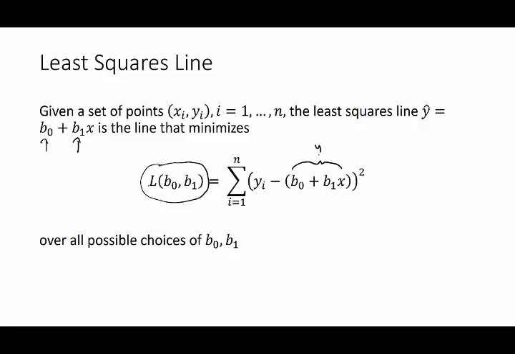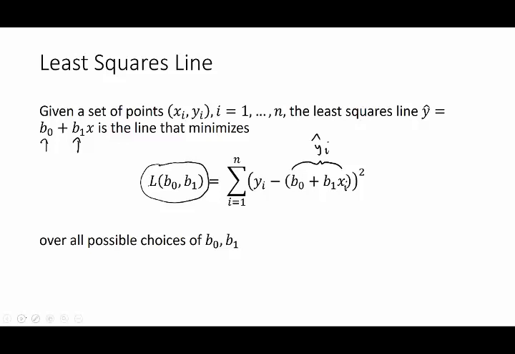For each possible intercept and slope, it makes a prediction. So these are what we were calling our y hat here, and excuse the missing i next to the x there. Okay, so this would be y hat i, the prediction for the ith point. And we're trying to find the b naught and b1 which minimize this sum of squared errors over all possible choices of b naught and b1.